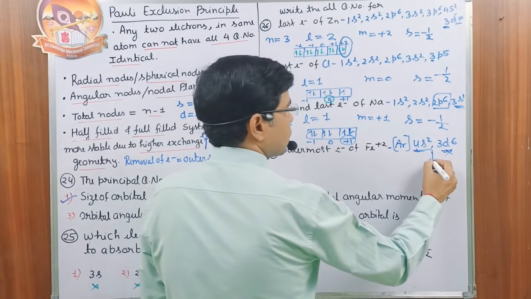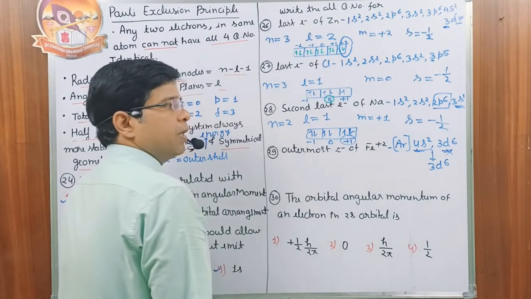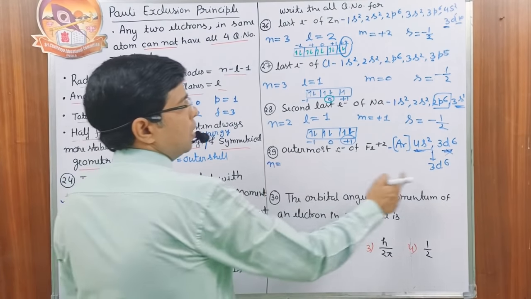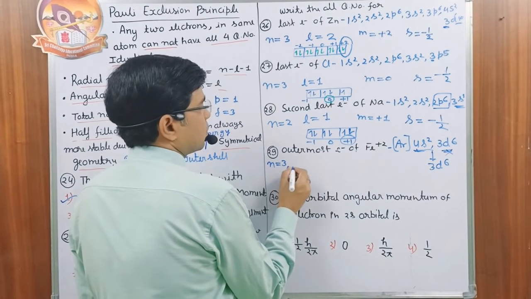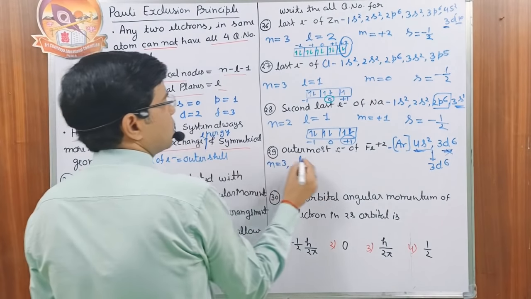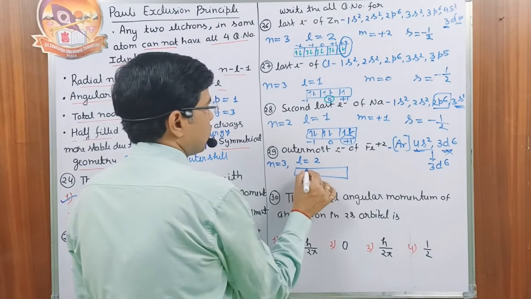So if we remove the 2 electrons from the 4s, iron will have the configuration 3d6. So for the value of n, the electron is present in the third shell. For the d orbital, the value of l is 2. Then what are the possible values of m? 5 orbitals are possible.